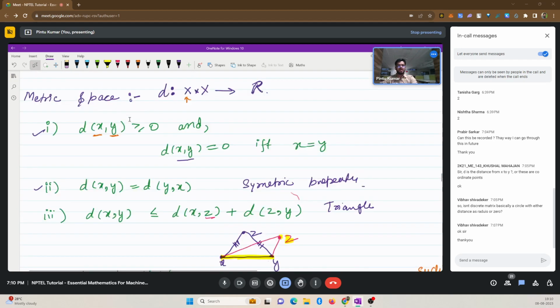Any doubt with the definition of a metric space or how we can prove a metric space? Anything that you want to ask about it?